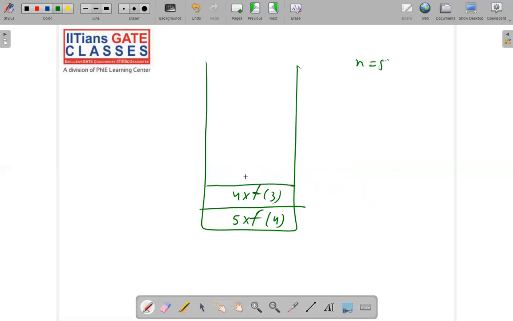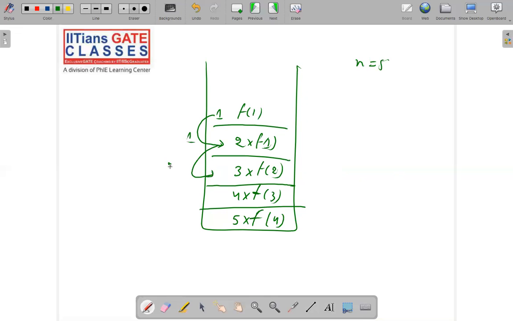It hasn't returned any value till now. 3 multiplied by f of 2, 2 multiplied by f of 1. Now, in the case of f of 1, it will return 1 here. 1 will be returned here. Then 2 multiplied by 1 will be returned.